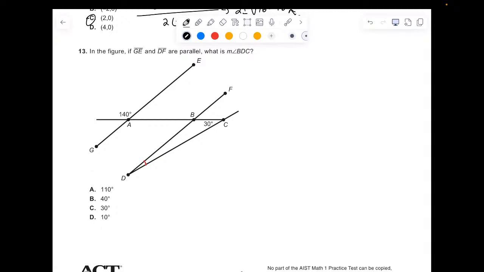So just looking at it, it's obviously going to be less than 90 degrees. So A is not correct.